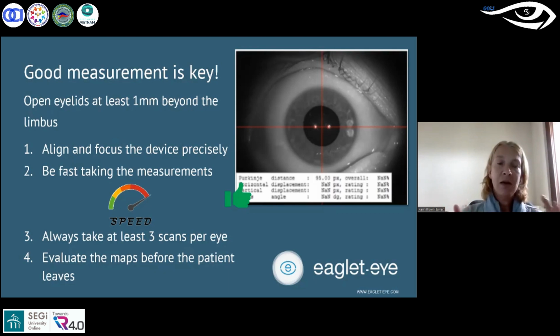So as you could hear, some of the users are quite happy for the technicians to take the measurements, but the technicians also know when they're good scans. So just before that patient goes, make sure you've got good scans. And that is pretty much it.